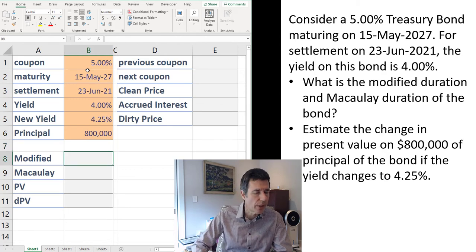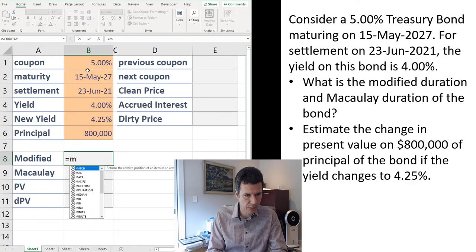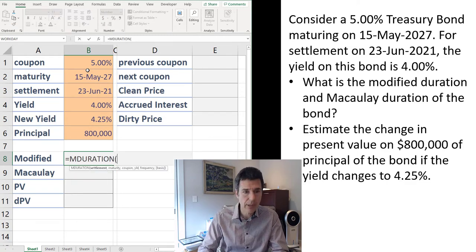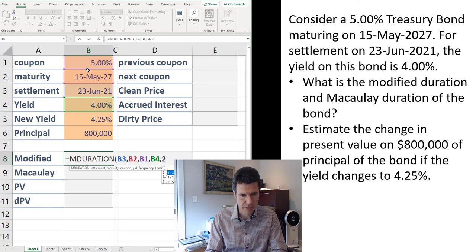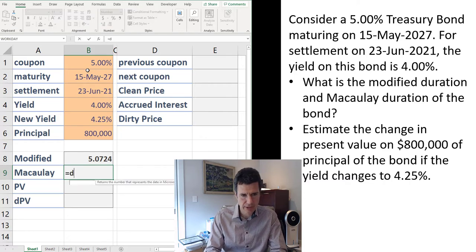Okay. We're going to use Excel functionality to do these calculations. So the modified duration is calculated with MDURATION, settlement date, maturity date, coupon, yield, and then semi-annual because it's U.S. Treasury, actual over actual basis because it's U.S. Treasury. The modified duration is 5.0724.